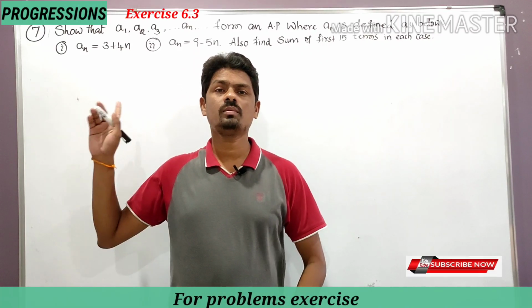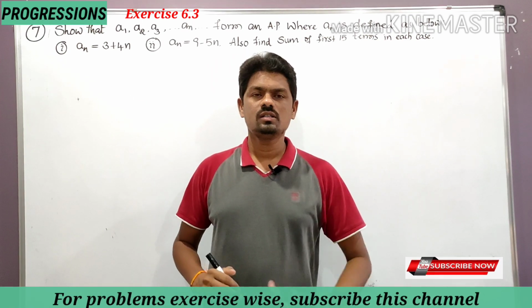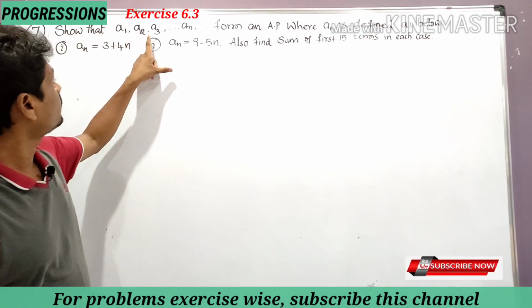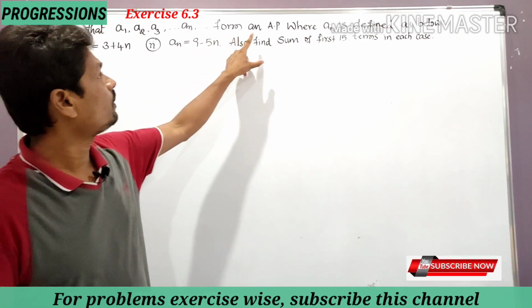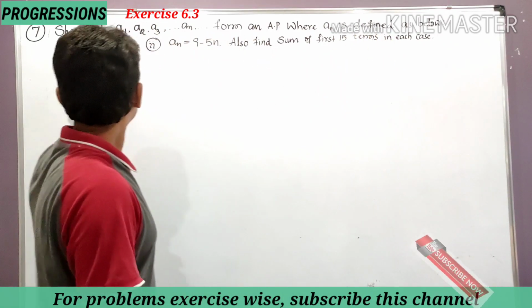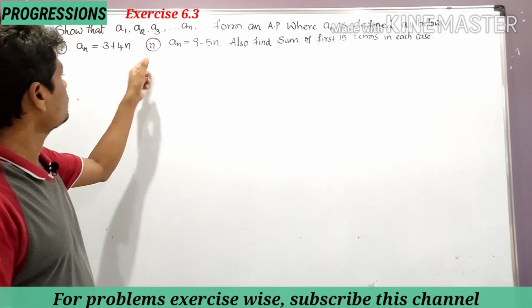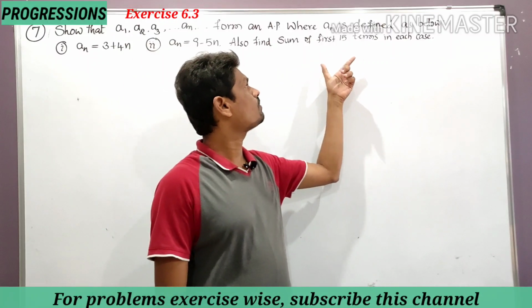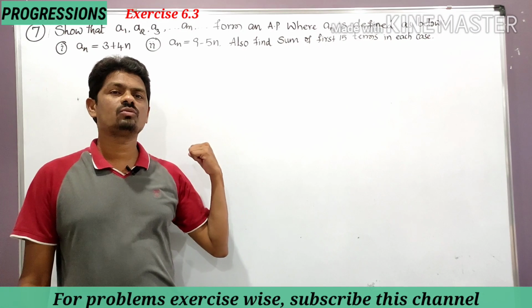Today we are going to solve a problem from the chapter Progressions, exercise 6.3, 7th problem. See here what it is asking us to find. Show that a1, a2, a3 and so on, an form an arithmetic progression where an is defined as below. There are two parts: first, an is equal to 3 plus 4n; second, an is equal to 9 minus 5n. Also find the sum of the first 15 terms in each case. So this is the problem.